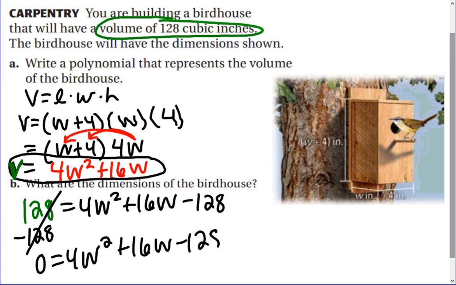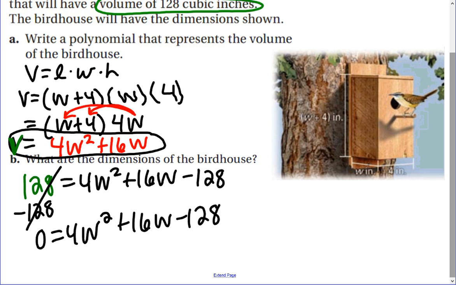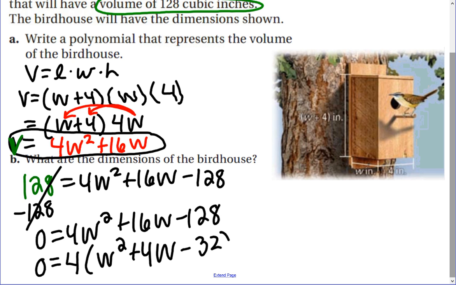this trinomial. And we're going to factor this trinomial so that we can solve it, so that we can figure out what W is, so we can figure out the dimensions. Okay, so first step you want to ask yourself is, does this have a GCF? And it does. 4 goes into 16 and it goes into 128. So we're going to pull out a 4. So we're left with W squared plus 4W minus 32.